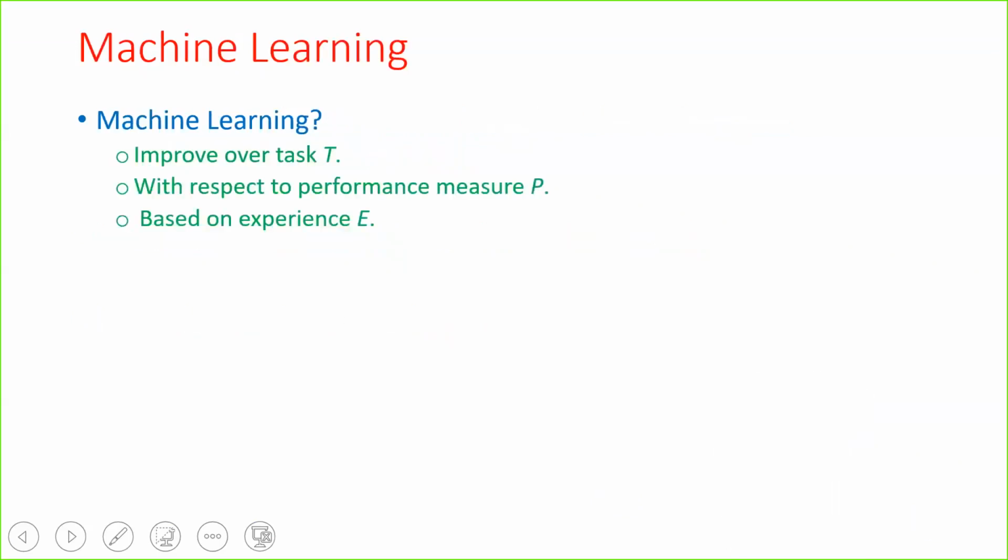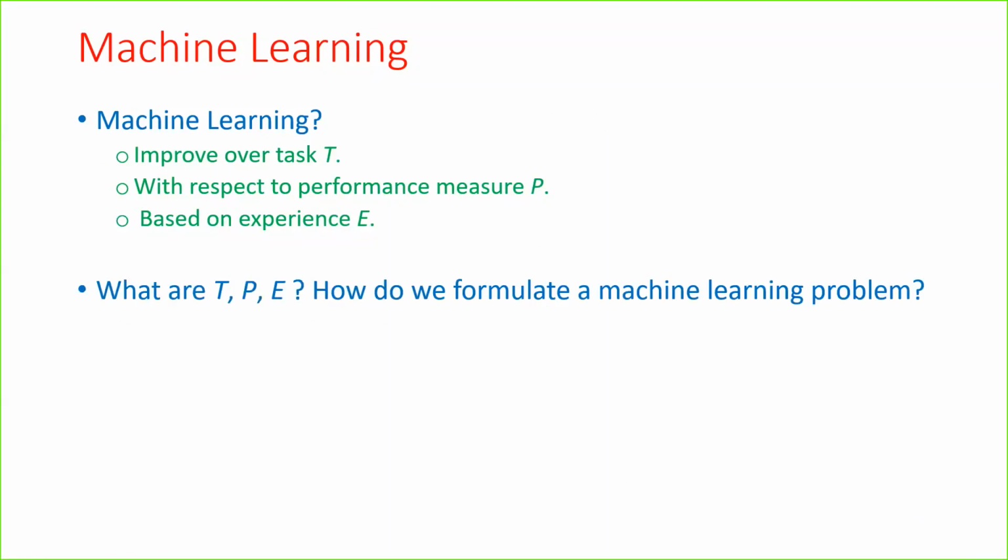Machine learning is improving over some task T with respect to some performance measure P and based on some experience E, right? So the machine is improving over some task T. How do you judge that? You need some performance measure. So with respect to some performance measure P and based on some experience E, we say that the machine is learning this task T. So what are these T, P, E, and how do we formulate a machine learning problem? That is the question.